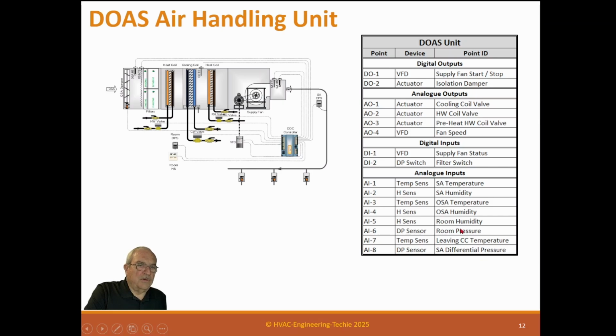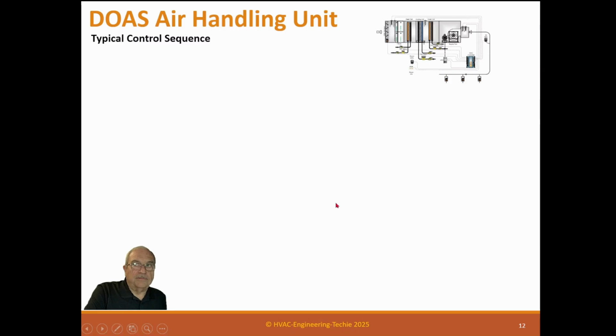This is an easy way to do it, to just have one thermostat, which actually provides an average. Room pressure, you need room pressure, so you need to have at least one down there to do that. And then leaving temperatures are part of the sequence. So that's a DOAS air handling unit.